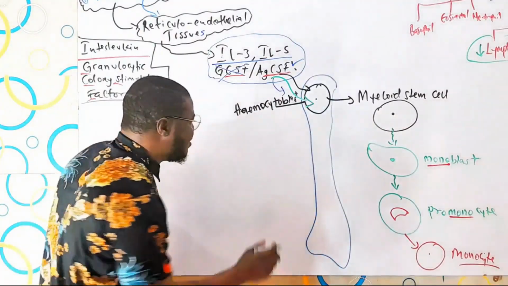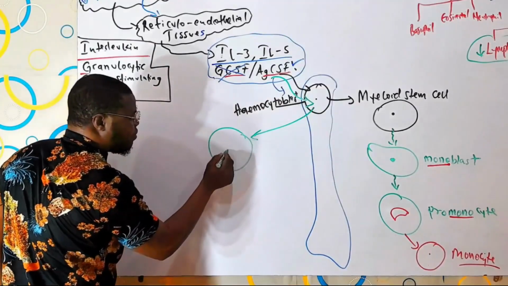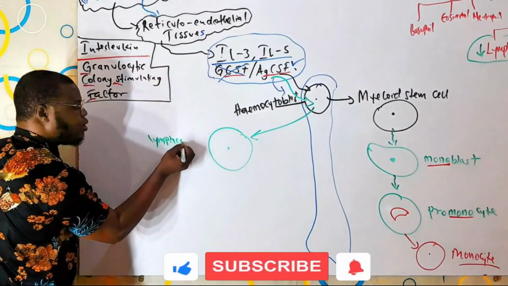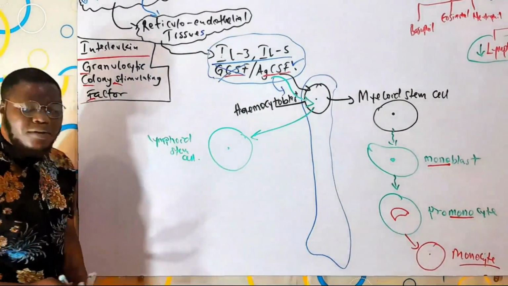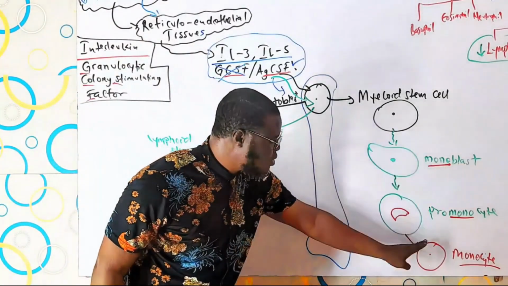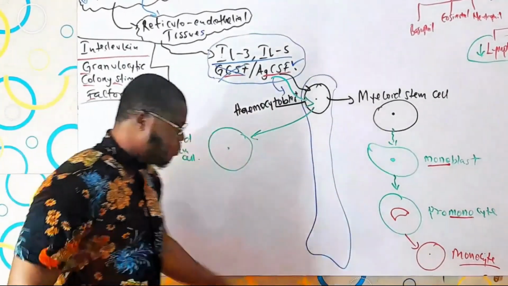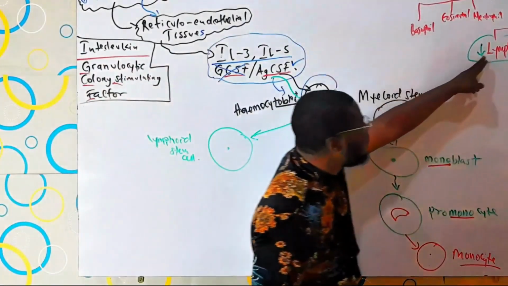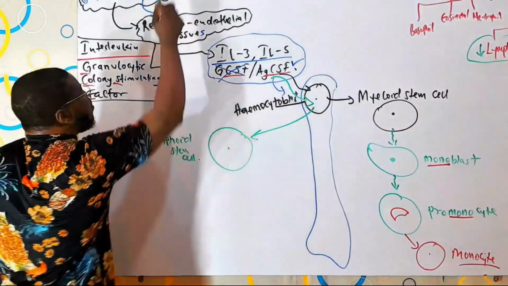No. Instead, it releases a new cell called the lymphoid stem cells. Lymphoid stem cells. The lymphoid stem cell is going to divide into what? Here, the myeloid follows the format: dash blast, pro dash site, and dash site. Now, the point is, exactly the same thing will happen here. We are trying to form a lymphocyte, right? So this guy is going to divide into what?